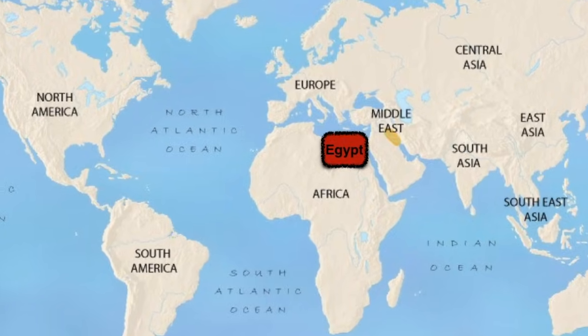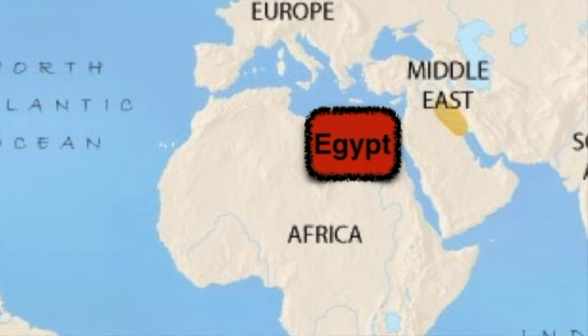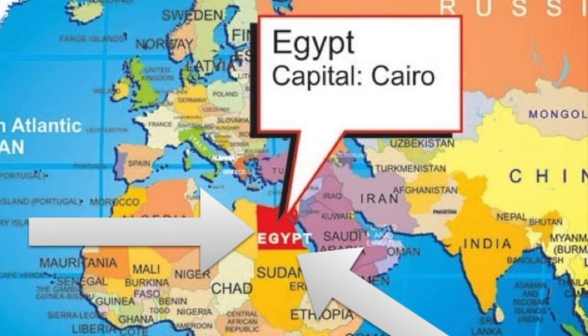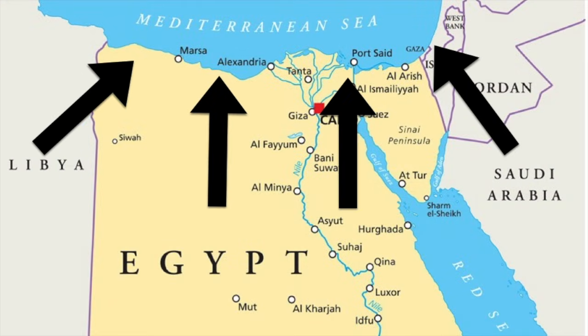Egypt is located on the continent of Africa. It is in the northeastern corner of the continent. It is situated at the meeting point of Africa and Asia. Egypt is bordered by the Mediterranean Sea to the north, while the Red Sea borders Egypt to the east.